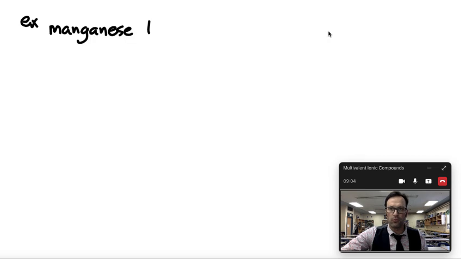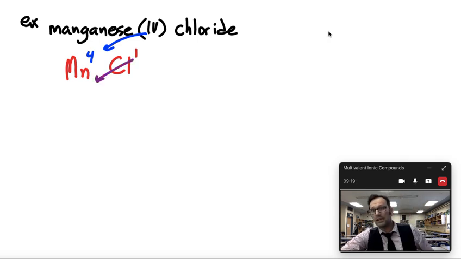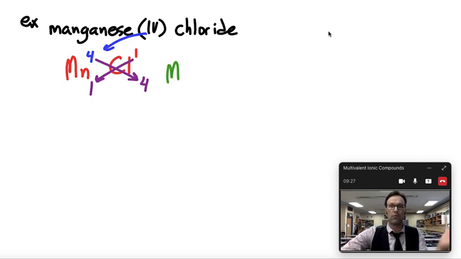Let's try a couple of examples real quick. Manganese 4 chloride. Symbols, Mn and Cl. What's the charge? Well, we have the 4 right there. Chlorine is a 1. We'll cross the 1 down, the 4 down. We'll write down 4, 1. Can't be reduced, therefore let's rewrite it. MnCl4. That's it. Now, one of the biggest mistakes is sometimes people will say Mn4Cl. This is the charge of the cation, not the number of atoms in the formula.